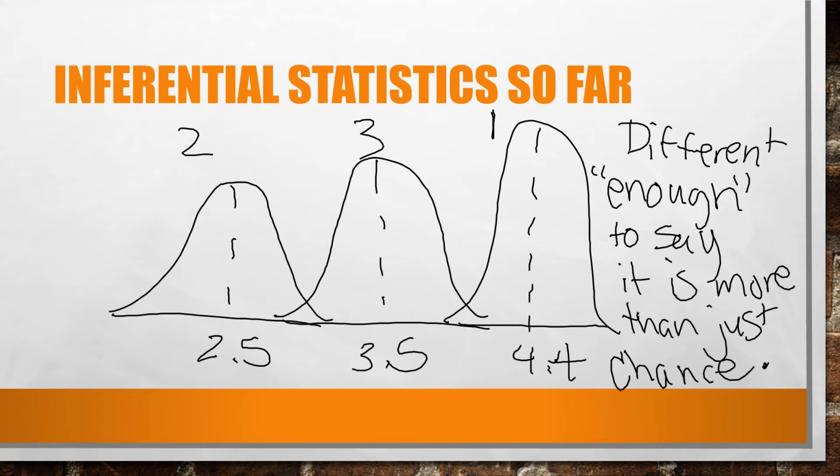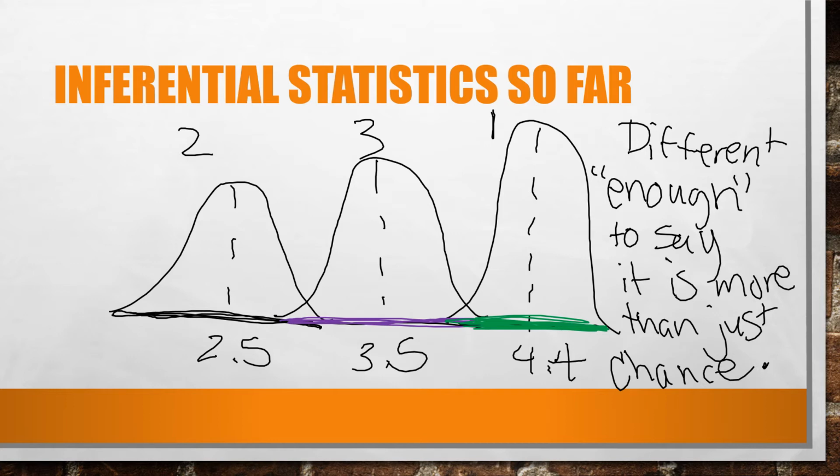But we have to compare this to the variability within each group. So this distance from here to here, and the distance from here to here, and from here to here, this is like the standard error or the mean square error, or within, depending on what test you're doing. But this is the bottom, the denominator of your statistic.